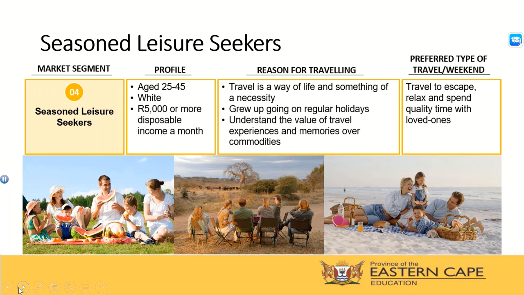Our following segment is the seasoned leisure seekers. If you take a look at their profile, you'll see that they are aged between 25 and 45 years. They are white and have roughly 5,000 Rand a month disposable income. These people travel because they've grown up with travel, and it's a way of life. They've had lots of experience of going on holiday as they grew up, often going on holiday.